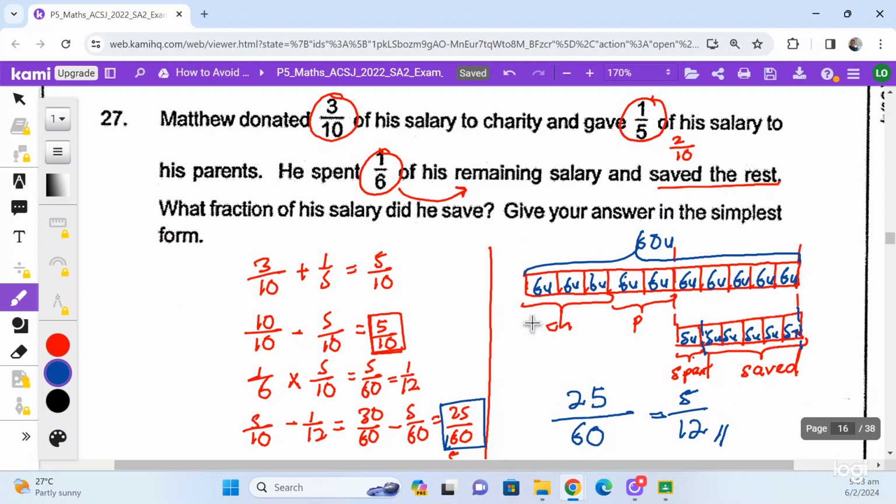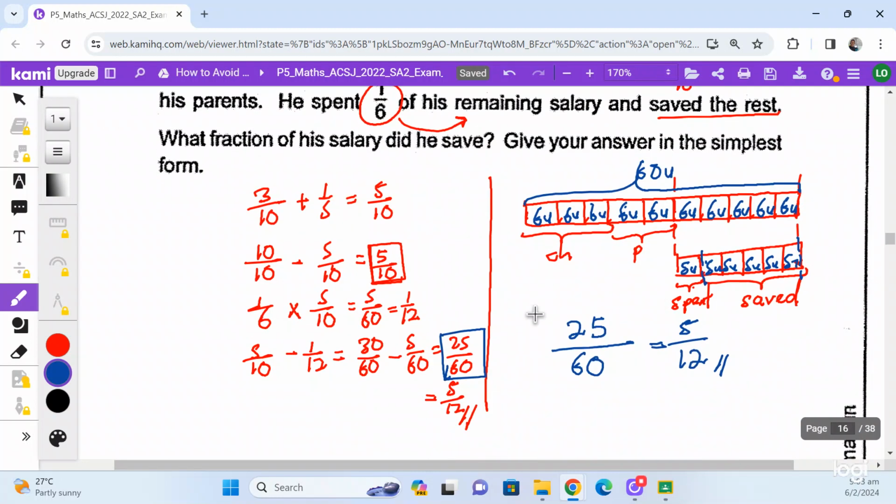And if you look at the longer approach, I also get the same answer. But the longer approach is really hard. It's really confusing and not easy for the students who are weaker. So the better way for you to solve this kind of question and not get confused is by using the model. You draw the model and you should be able to see clearly how to get the answer.